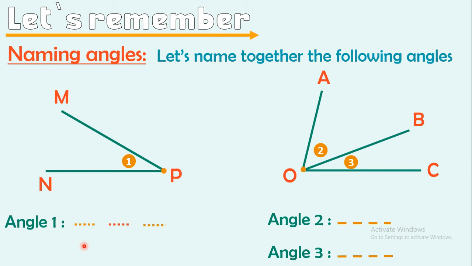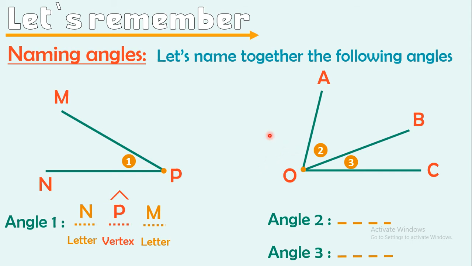So now let's name the angle. First of all, we start with a letter, any letter other than the vertex, then the vertex, then the other letter. So let's start, for example, with the letter N. Then we put the vertex, which is P, and finally we put the other letter, which is M. So this angle is named NPM, or we can say that its name is MPN.